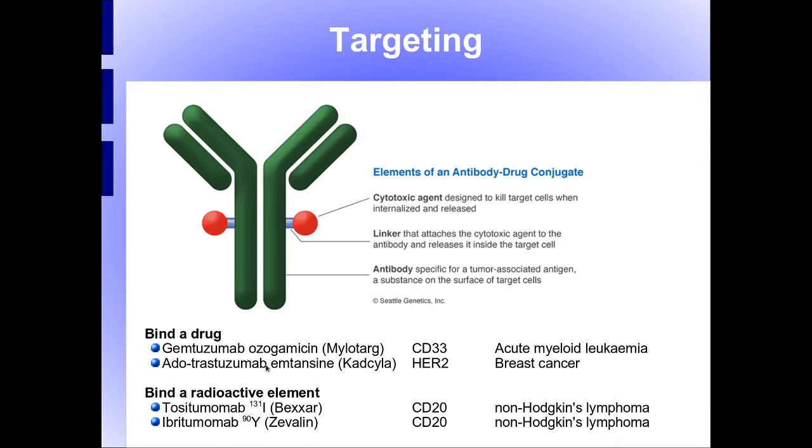Trastuzumab, also known as Herceptin, is an antibody that's widely used in HER2 positive breast cancer. This trastuzumab emtansine is an ADC which has all the normal functionality of trastuzumab, but also has this emtansine drug attached to it, which gives it a second killing mechanism.